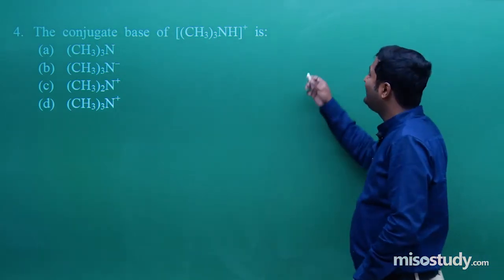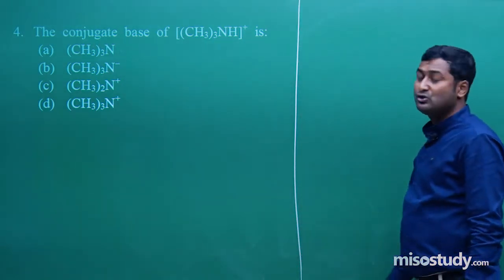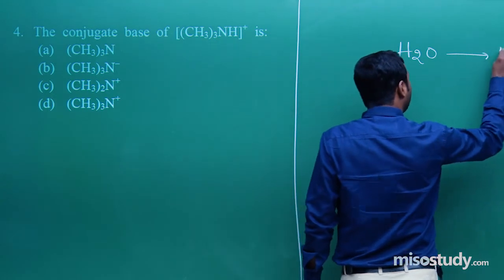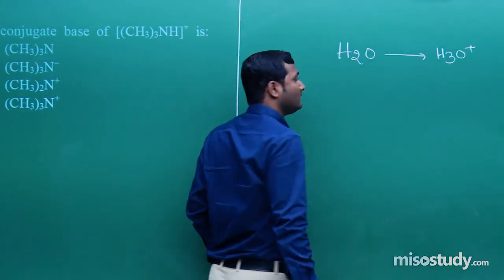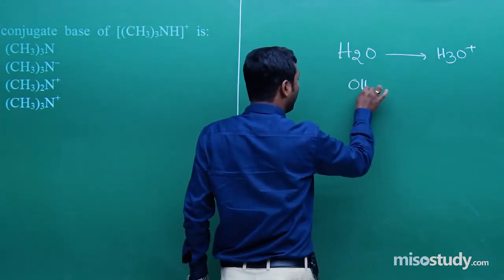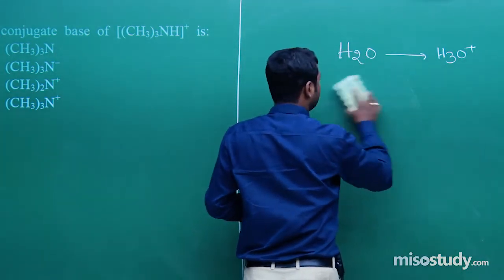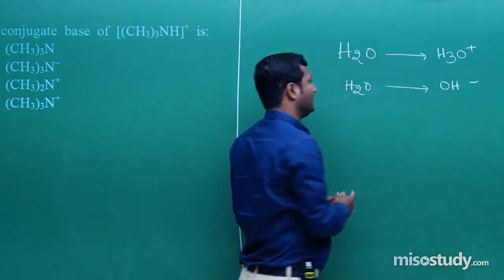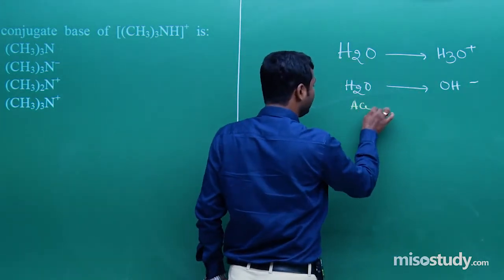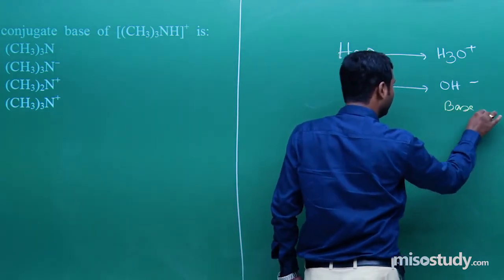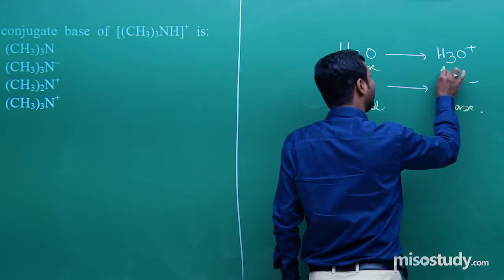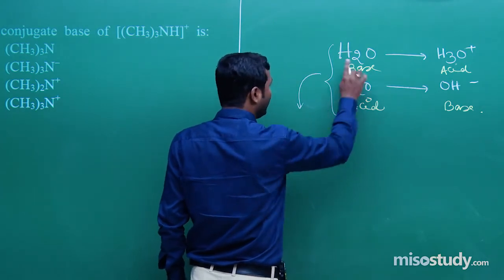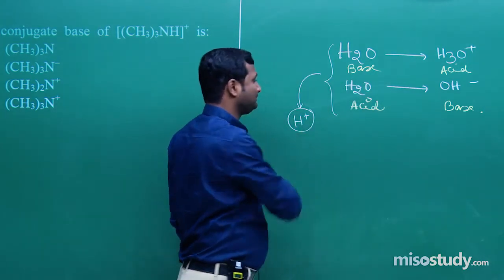As I told you earlier, according to the concept, what is the conjugate acid base pair relation? If I write H2O and add one H, we get H3O plus. If I write H2O, it gives OH minus. That is, one is acid and the other is base. What does it mean? The conjugate acid base pair has a difference of one H plus. Clear to you?